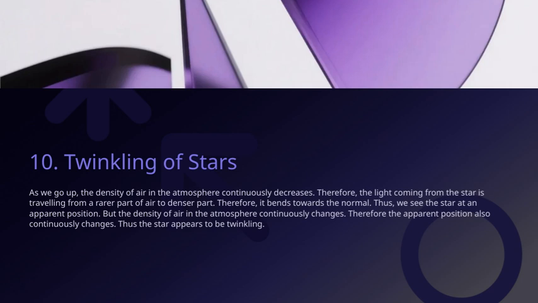However, the key point here is that the density of the atmosphere isn't constant. It keeps changing due to temperature variations, air currents, and other factors. Because of this continuous change, the apparent position of the star keeps shifting slightly. And this constant shifting creates the twinkling effect we observe. So, in essence, the twinkling of stars is all about the dynamic nature of our atmosphere and the way light bends as it travels through these varying layers.